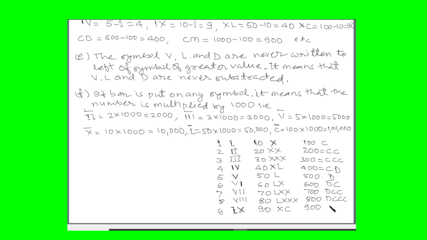900. So CM. M is 1000 and C is 100 and C is on the left of M. That's why 100 is subtracted from 1000. So 1000 minus 100 is 900. And then M we have already discussed, M equals 1000. Now this is our chart, and if we have understood this chart, then we can write any number into Roman numerals.